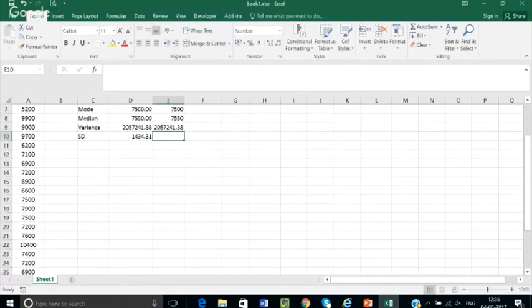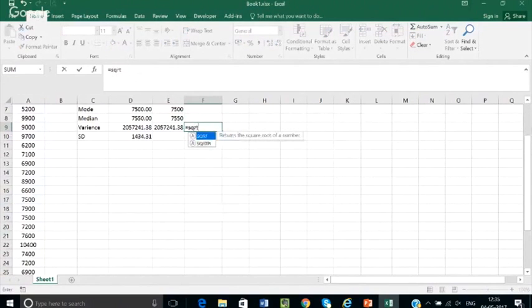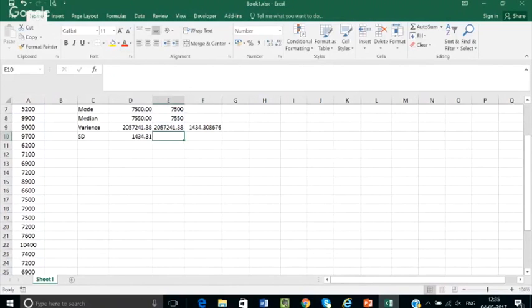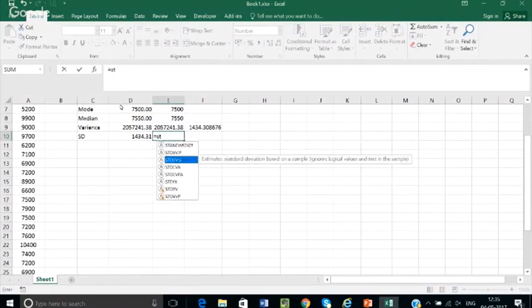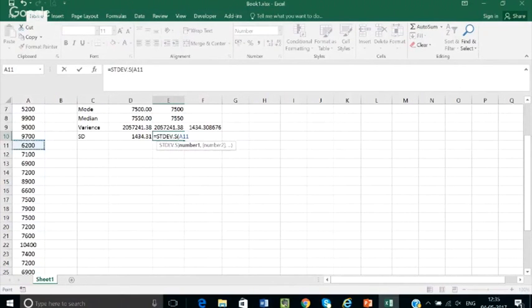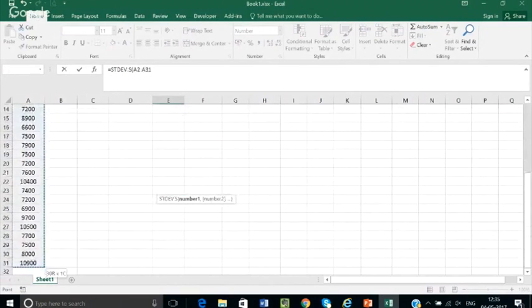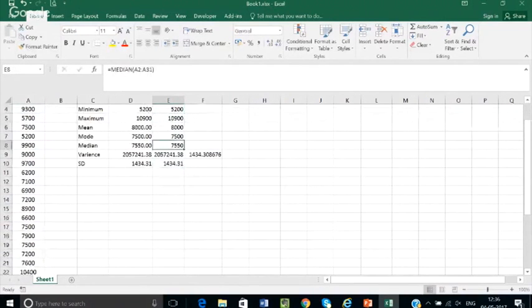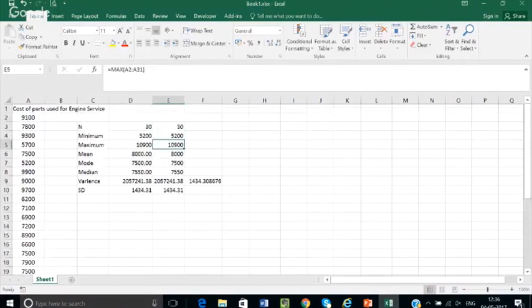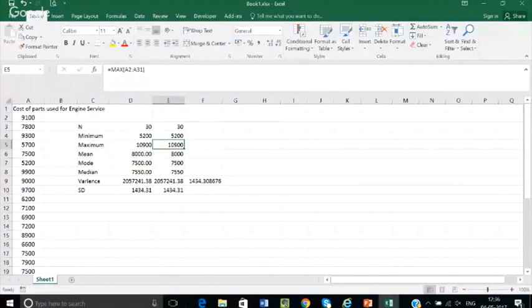Again, the standard deviation we have to calculate. You can simply take the square root of the variance, which is the standard deviation. You can do this directly, otherwise there is also a function, STDEV.S. Select the entire range, and we will get the standard deviation. So these are the descriptive statistics we already discussed. In this way we can generate the descriptive statistics.